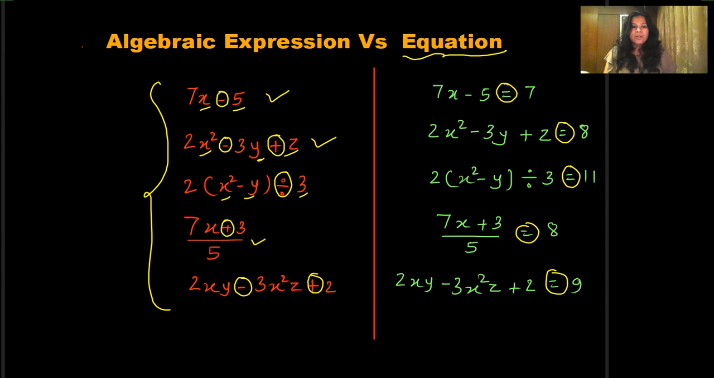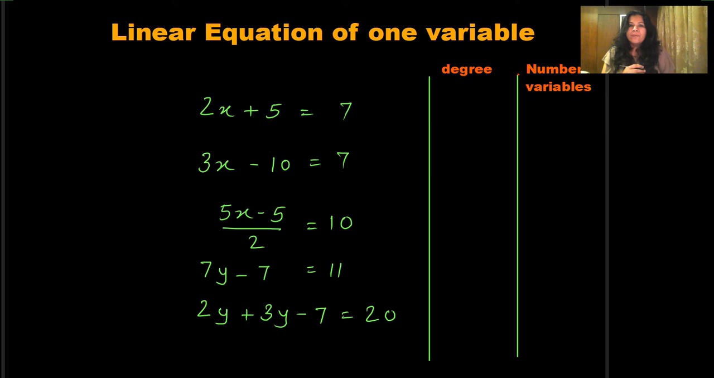Now, we will learn what is the meaning of a linear equation of one variable. To find out whether the given equation is a linear equation or not, children, we need to find the degree of the equation. If the degree of the equation is 1, we say that the given equation is a linear equation. You must all already know about the degree. Degree is the highest power of the unknown variable in the equation.